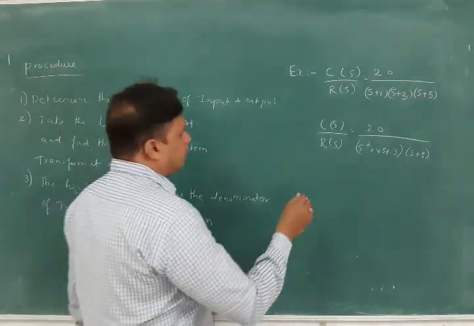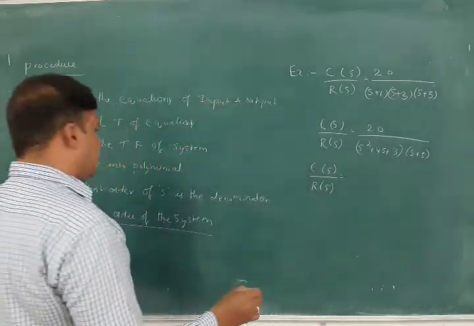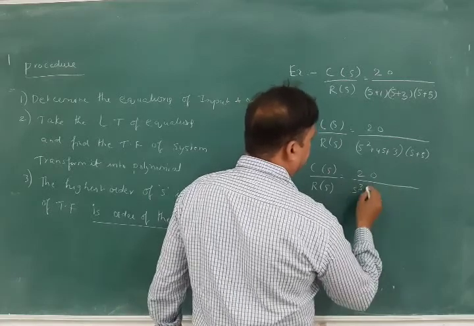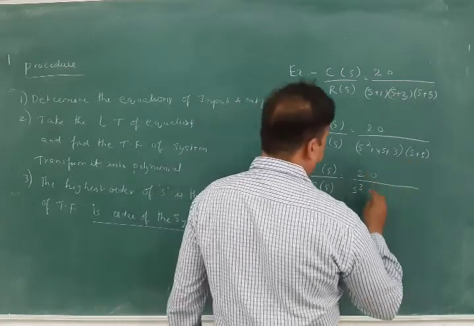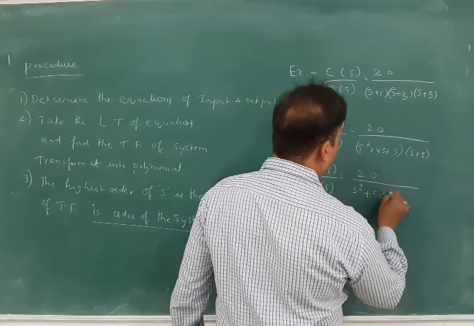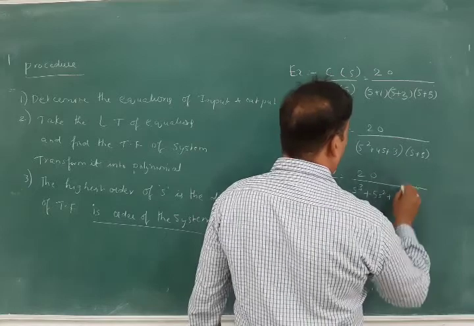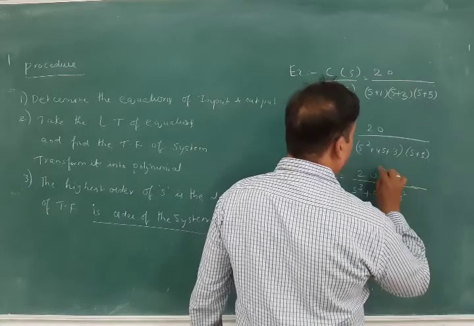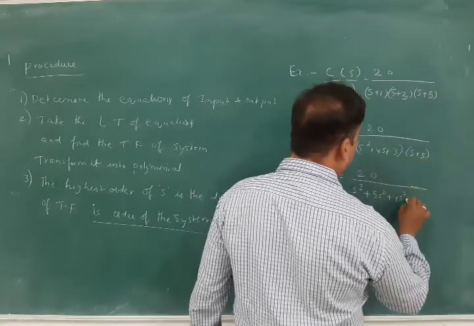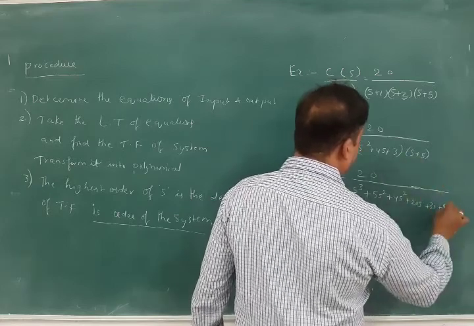So what is the order of the system? As I said, this is the third step. C of S by R of S is equal to 20 by, multiplying out, S cube plus 5S square plus 4S square plus 4 times 5 is 20, 20S plus 3S plus 15.